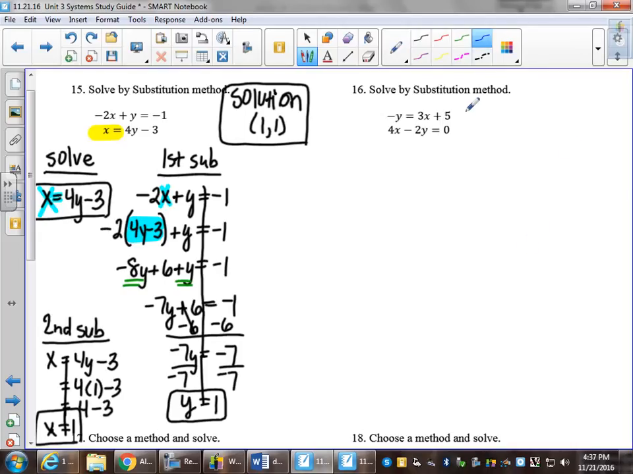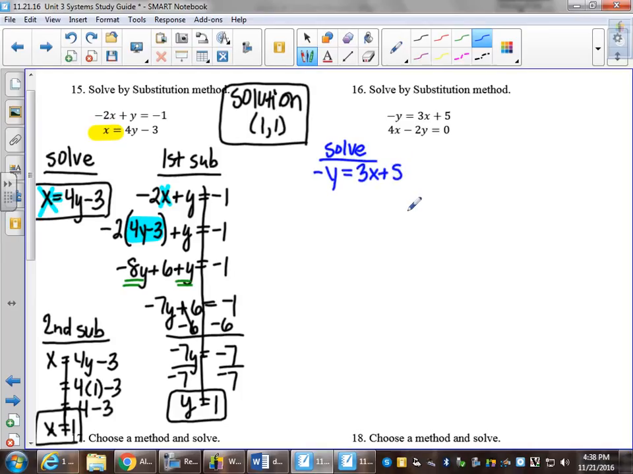Let's take a look at number 16. Again, I am told substitution, so my first step will be solve. When I look, neither of these is solved for x or y. You might be saying, wait, Ms. J, I saw one, and I would agree that one of these is close, but it is not ready for you to use yet. I'm thinking everybody's attention is drawn to this first one, negative y equals 3x plus 5.